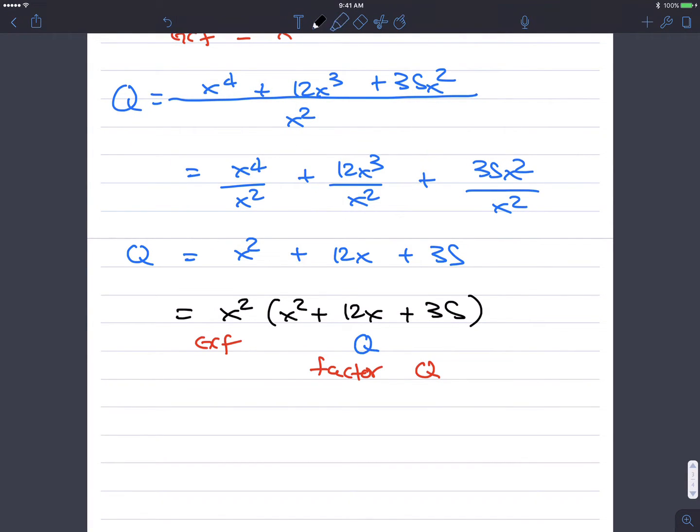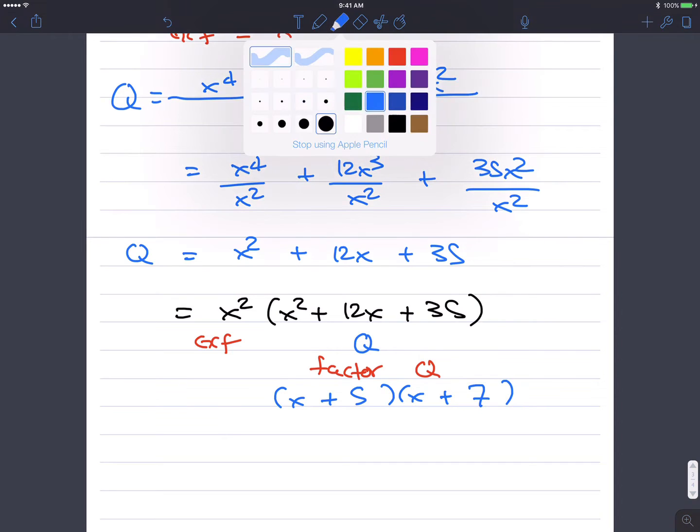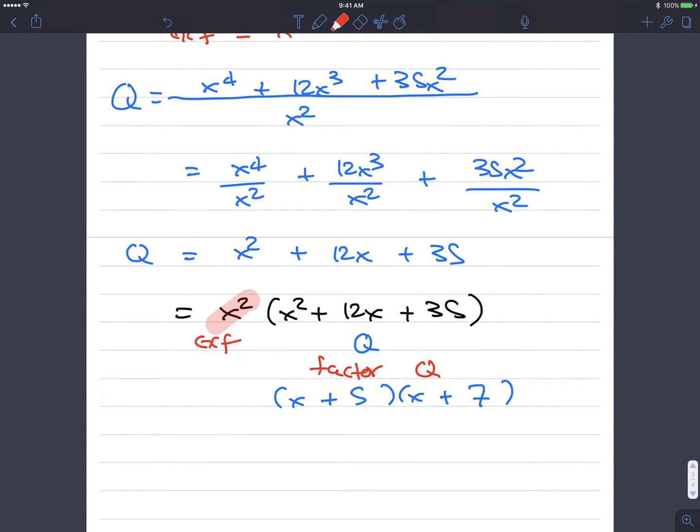Let's write it here. What do we get? x and x. The product is 35, the sum is 12. What are the numbers? 5 and 7, you're right. Don't forget to bring down your GCF of x squared. You put that right there, x squared, and pretty much you have your final answer. It's x squared times (x plus 5) times (x plus 7).